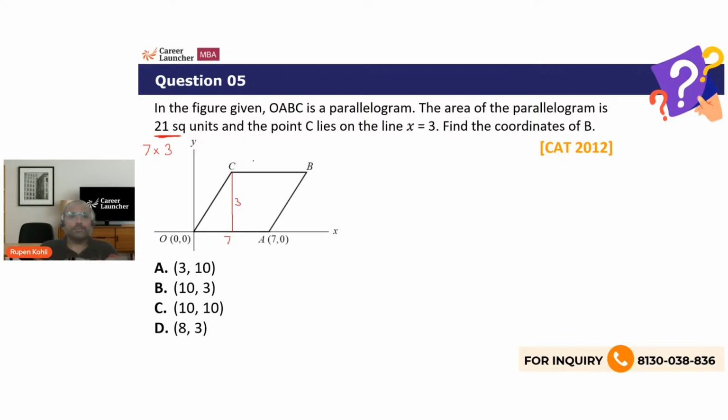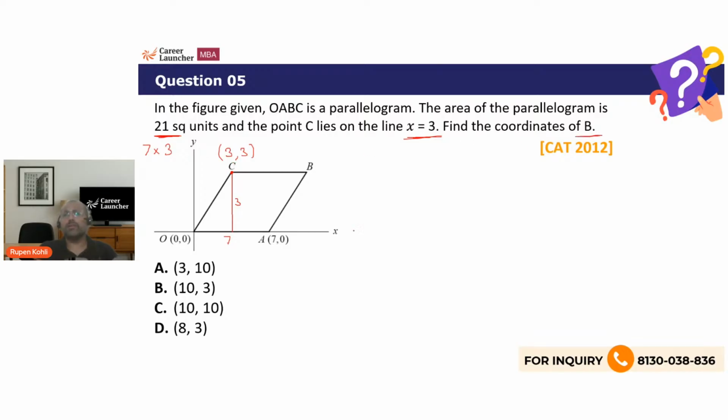All right. So the y level is 3, and the question also says that the point C lies on the line x equals 3. So for the point C, x is also 3, and obviously then y is also 3 because of the height that we know by now, right? So 3 comma 3 is point C.